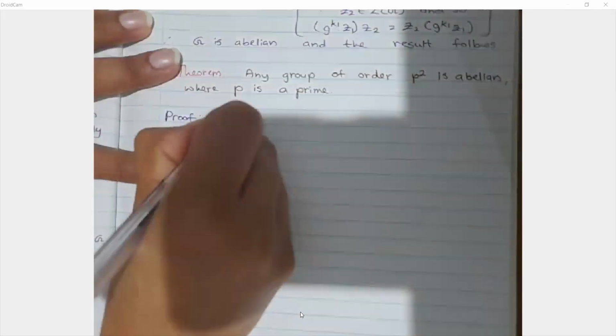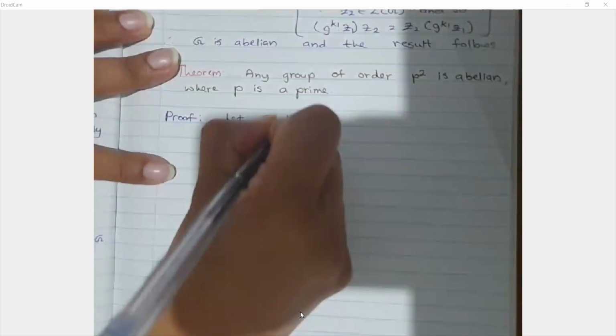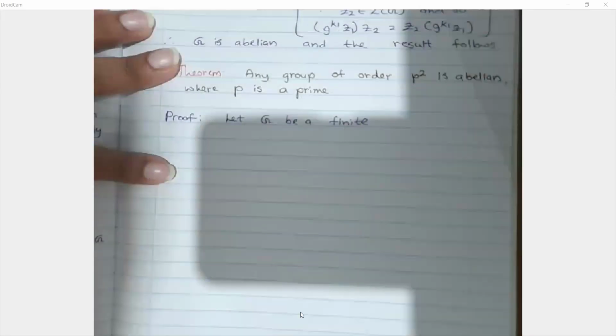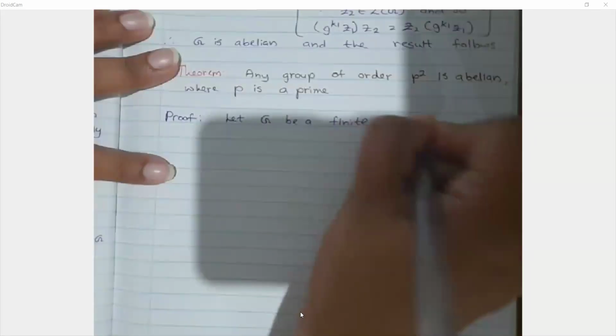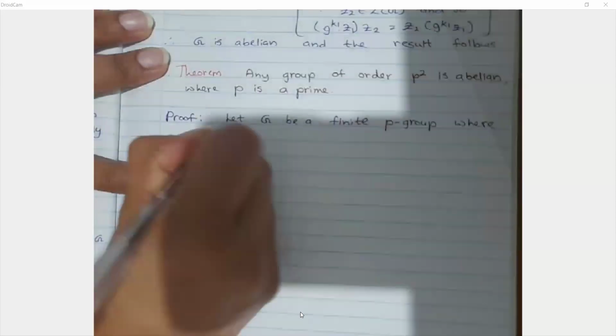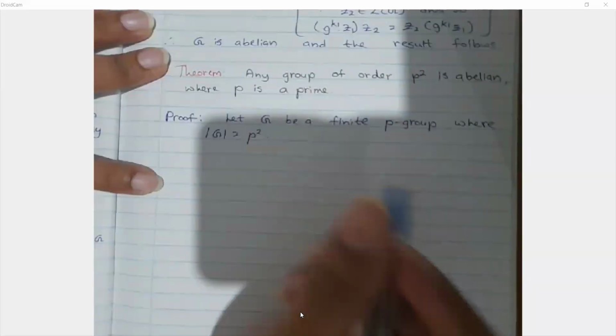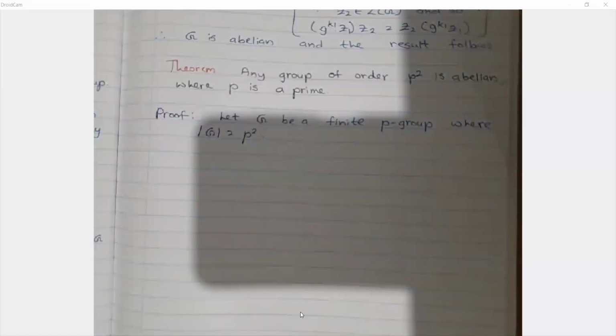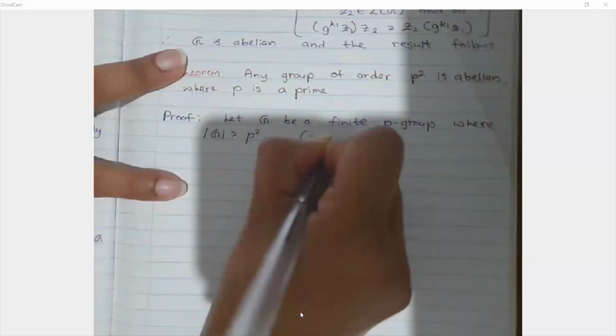So let G be a finite p group where its order is simply equal to p squared. P squared is a finite number. So p is a prime, the order of G is p squared. It's a non-trivial finite p group. We have to show that G is abelian, right? Let me write: p is prime. We have to show that G is abelian.